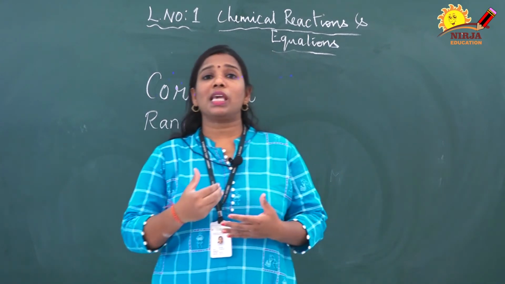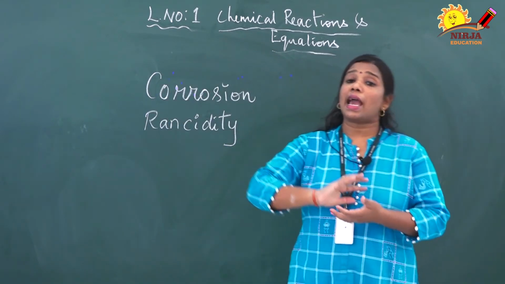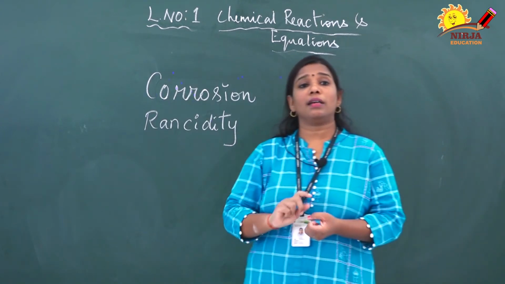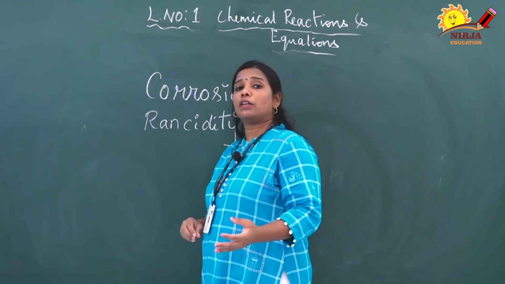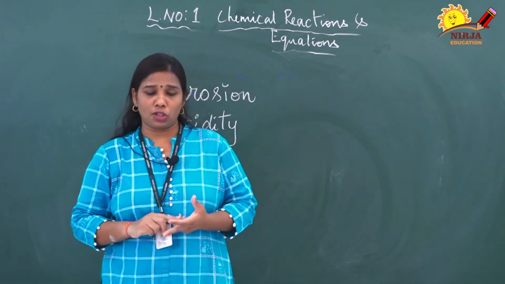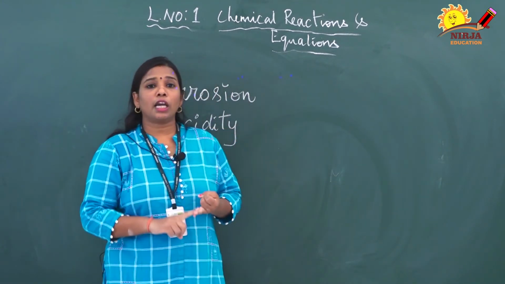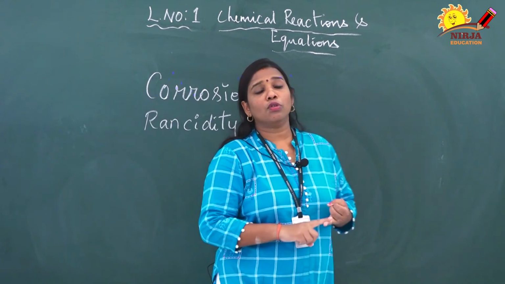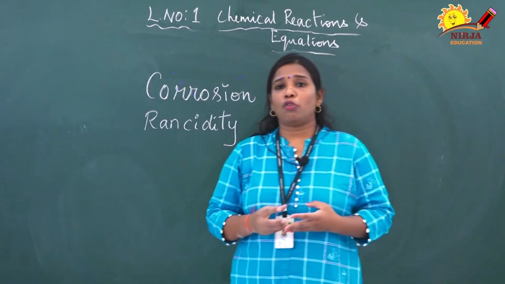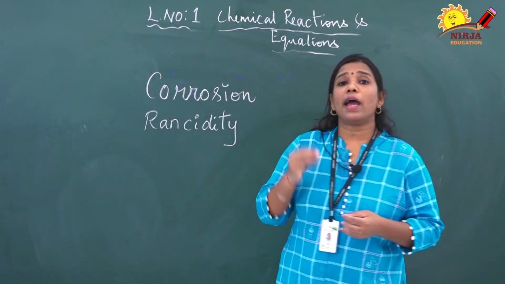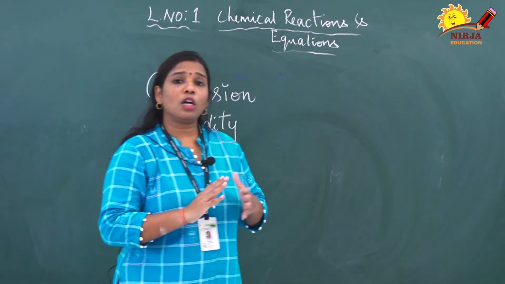What are the methods we can use to prevent rancidity? First, packaging of food material in an airtight container. At the same time, the cooked food materials we have to keep inside the refrigerator at low temperature. Then for packaged food items like potato wafers, we add nitrogen gas instead of air. So the food will not spoil.